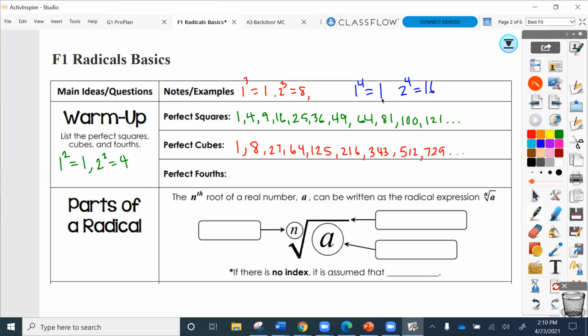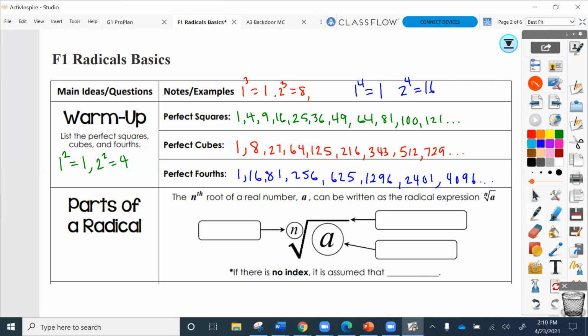Okay, so perfect fourths would be 1, 16, 81, 256, 625, 1296, 2401, and 4096. Now, obviously, if it's fourths, it's climbing quicker, right? And so on.